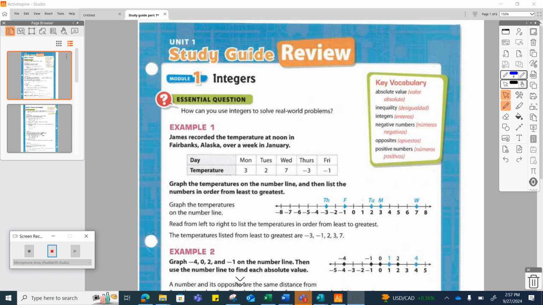This is a study guide review. I plan to also make a review of a practice test.